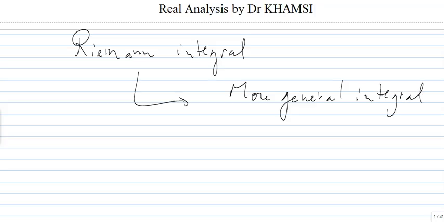So the answer, of course, was given in 1902 by Lebesgue, a French mathematician. And before I go into this, what are the difficulties that the people dealt with when dealing with the Riemann integral?